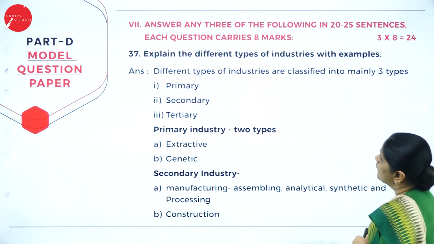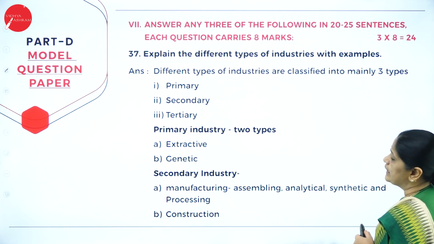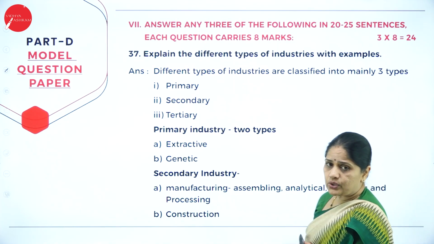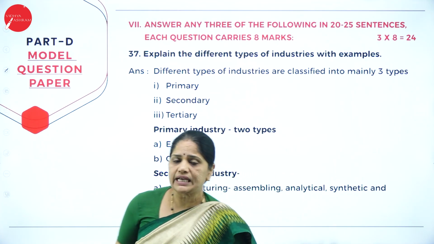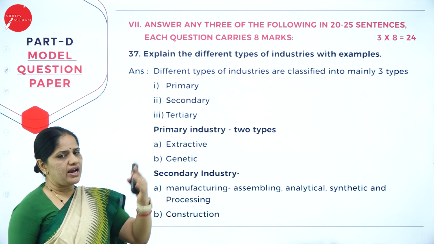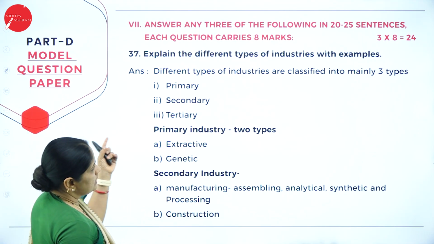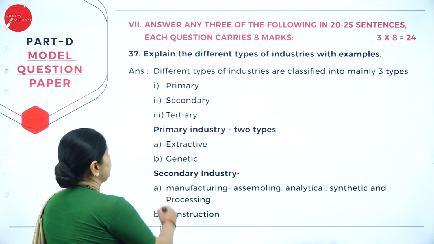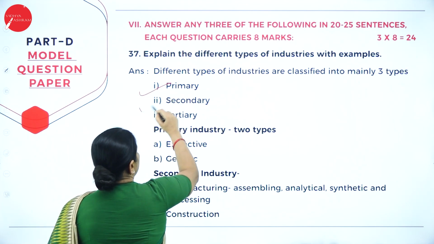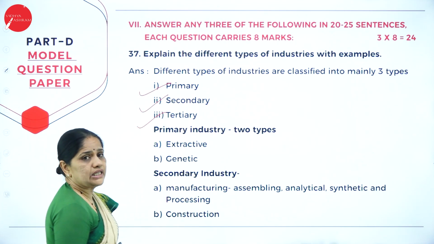Then next one is the different types of industries. So these are the 8-mark questions. So you will have to explain in detail. Almost you have to write 1 page or 1.5 pages of the answer here. So the different types of industries are mainly classified into primary, secondary and tertiary.